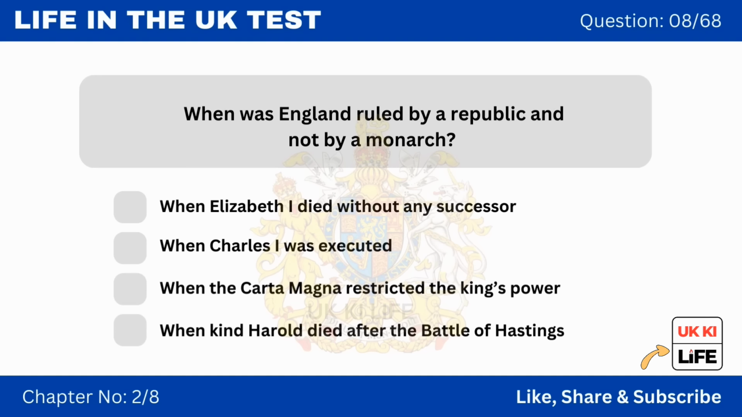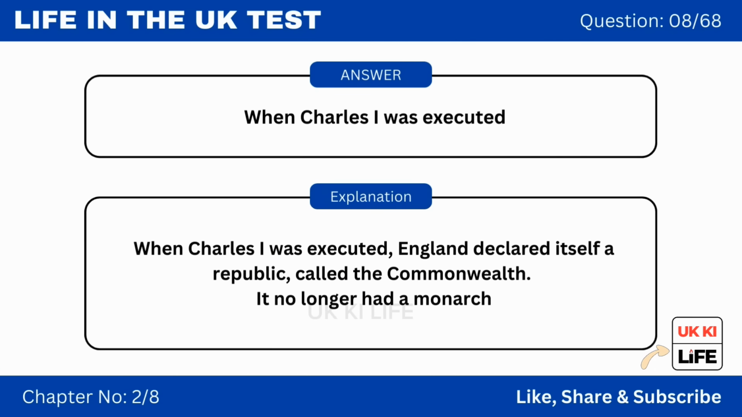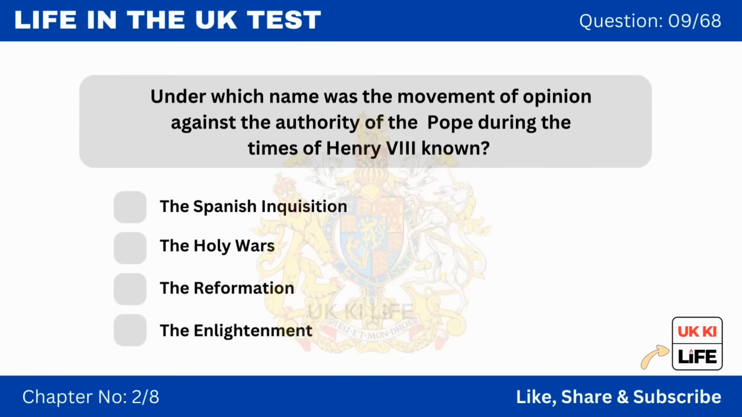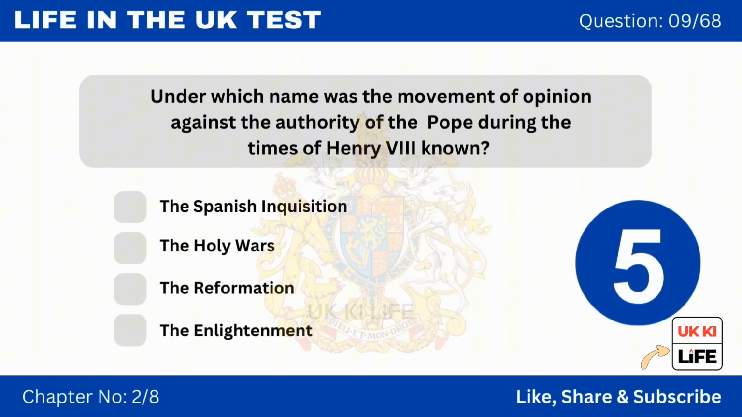The correct option is B. Explanation. When Charles I was executed, England declared itself a republic, called the Commonwealth. It no longer had a monarch. Question 9. Under which name was the movement of opinion against the authority of the Pope during the times of Henry VIII known? The Spanish Inquisition, the Holy Wars, the Reformation, the Enlightenment.